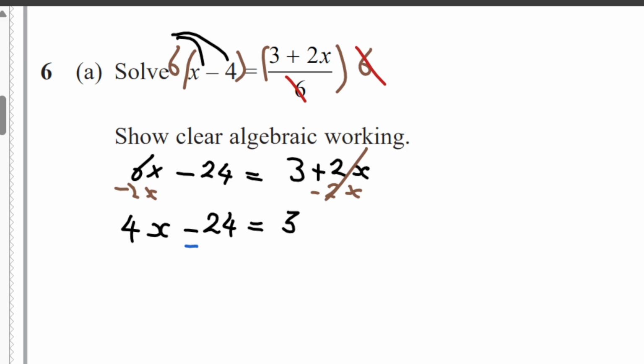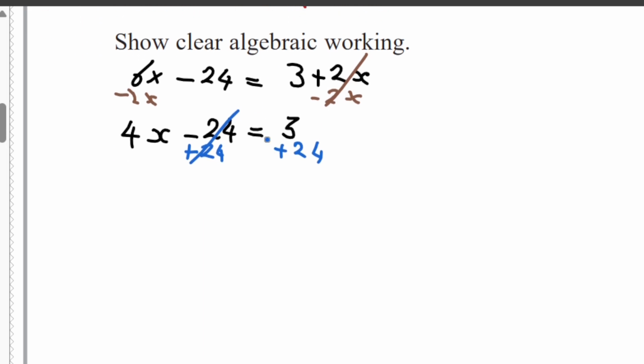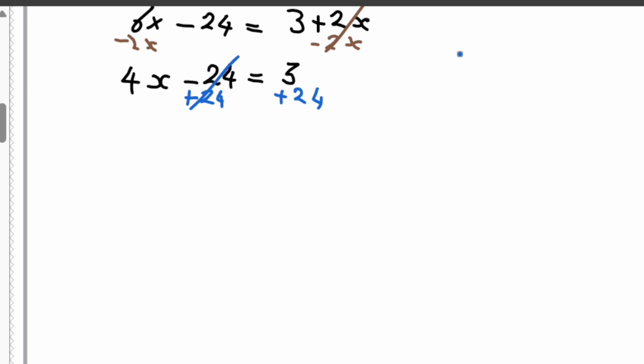Now I'll do plus 24 here and there. Why did you do that, sir? To cancel this. Alright, that's good. Now what do you have on the left side? On the left side we just have 4x. On the right side we have 3 plus 24, which is 27. To get only x, we divide by 4. This 4 is gone, so you have x equal 27 divided by 4.